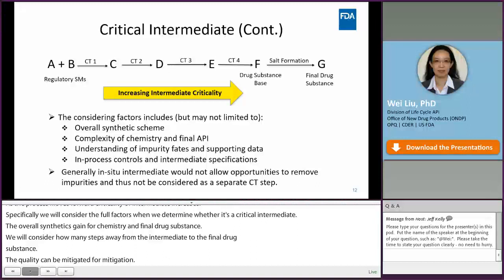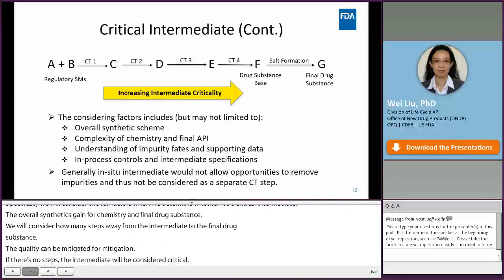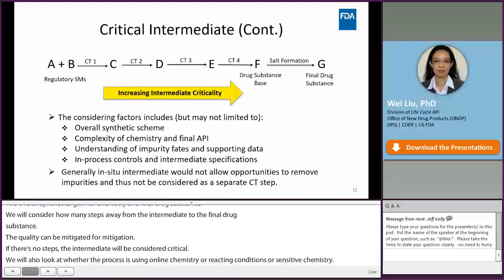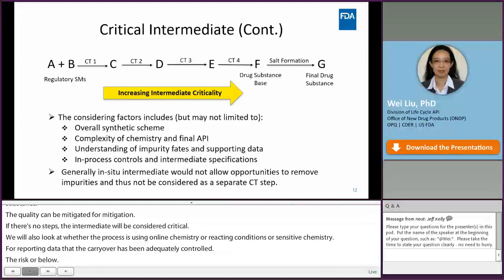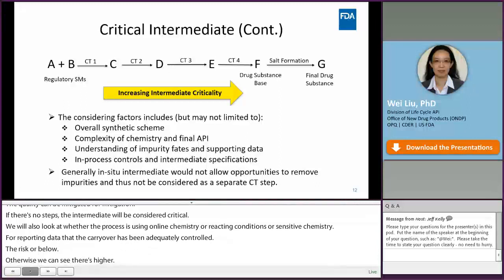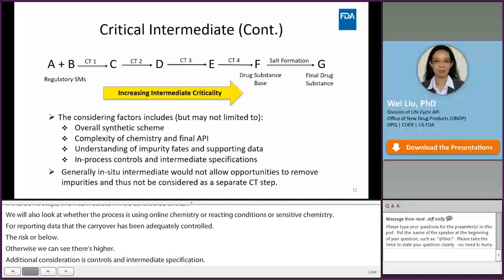We will also look at whether the process is using common chemistry and reaction conditions or using complex, sensitive chemistry. If the submission includes supporting data to demonstrate the impurity carryover has been adequately controlled, the risk will be lower. Otherwise, we consider it higher. Additional consideration is in-process controls and the intermediate specification. For example, an intermediate with purity of 85% and an intermediate with purity of 95% will bring different levels of risk to drug substance quality.